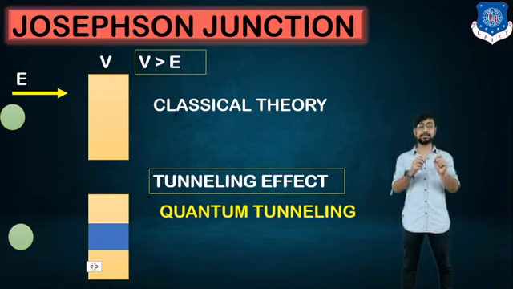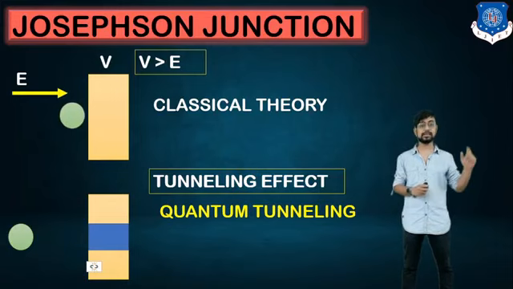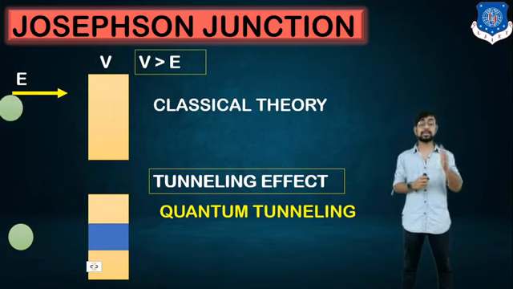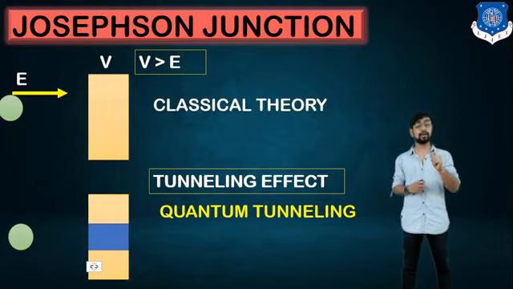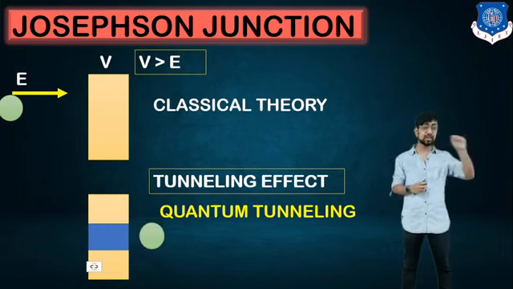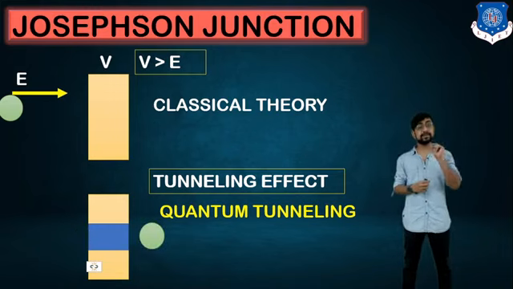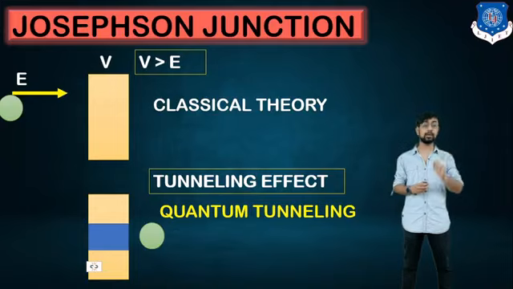Now, what happens in the classical theory? If V is greater than E, that is the energy of the particle, what will happen? It will get repelled back. Okay, you can see that it is dashing and coming back because its energy is comparatively less. It needs energy equivalent to or more than V. But that doesn't happen in the quantum effect. In quantum tunneling, what will be the scenario? This particle will tunnel through the barrier, and this effect is known as quantum tunneling.